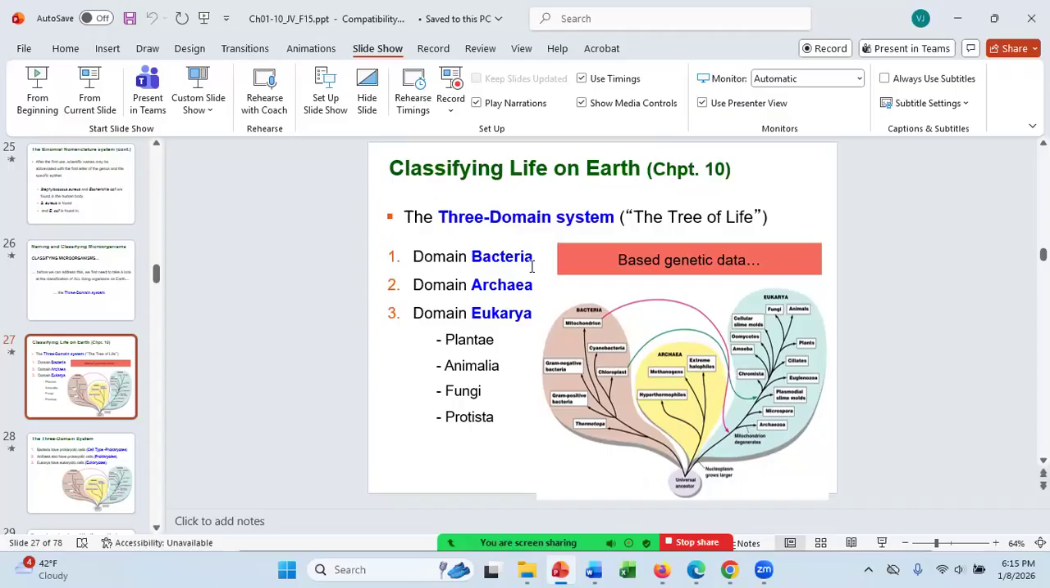And that includes the kingdom bacteria, the kingdom archaea, and these two are both a kingdom and a domain. Sorry if that's confusing, it's just the way it is. And then the domain eukarya is separated into 4 different kingdoms. Kingdom plantae, the plants, kingdom animalia, the animals, kingdom fungi, the fungus, and then kingdom protista, the protists.